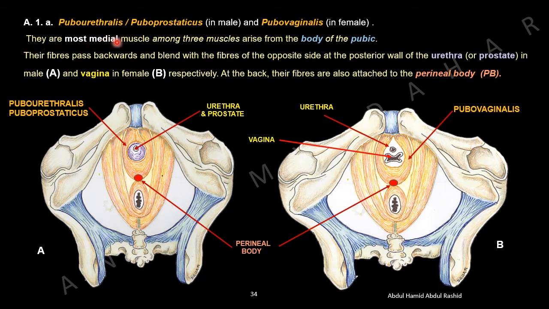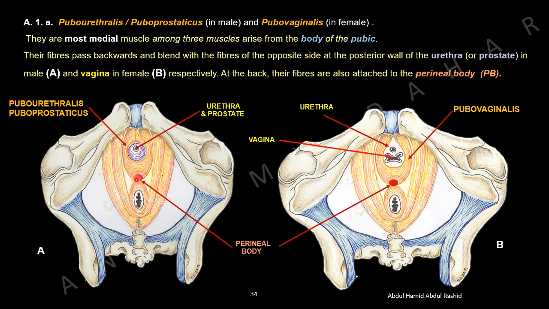They are the most medial muscles among the three muscles that arise from the body of the pubis. Their fibers pass backwards and blend with the fibers of the opposite side at the posterior wall of the urethra or prostate in male. Look here, coming from the pubic part and going backward, the fibers meet the opposite fibers at the back of the urethra or prostate in pubourethralis or puboprostaticus. But in the case of female, the fibers come backwards and around the vagina they meet the fibers of the opposite side, and this is the pubovaginalis muscle.